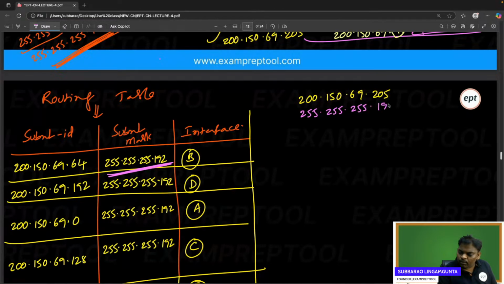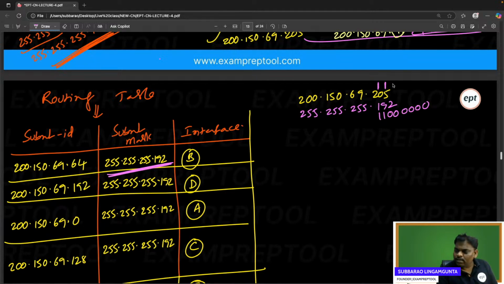192. So remember, 192 means 11000000, all zeros. But 205, if you see 128, okay, 128 plus 128 plus 64, 192, that is also okay. But I want 205. 8 plus 5, 13 required.